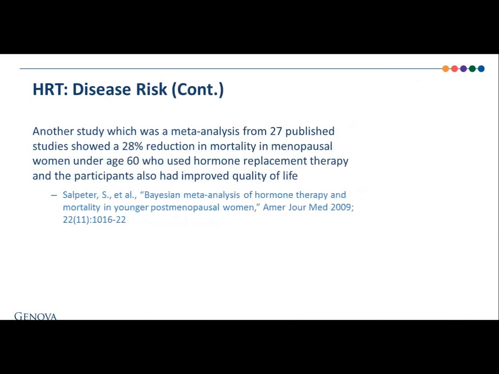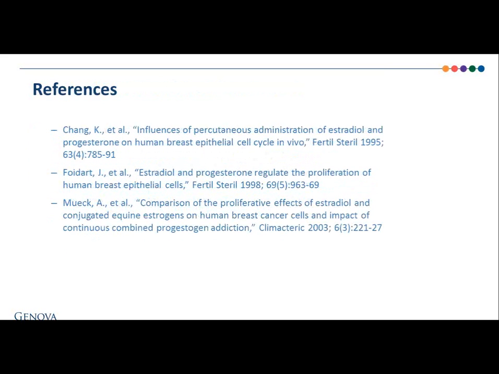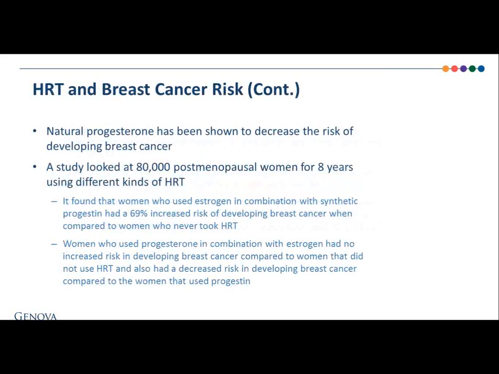Another study, meta-analysis, 27 published studies, 28% reduction in mortality in menopausal women under 60 who used hormone replacement. The patients also had an improved quality of life from the American Journal of Medicine. Other studies have shown that progesterone does not induce estrogen-stimulated breast cell proliferation, but that would be the natural, the bioidentical, the same chemical structure of progesterone, not the synthetic progestin. So there's several trials showing that. And so natural progesterone has been shown to decrease the risk of developing breast cancer.